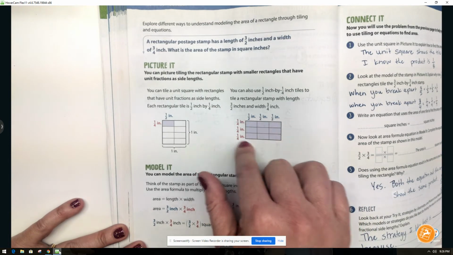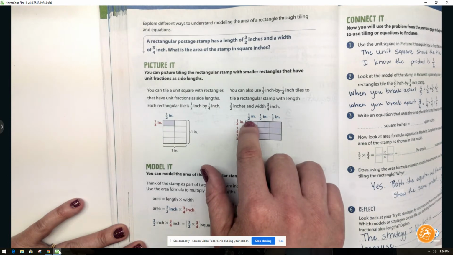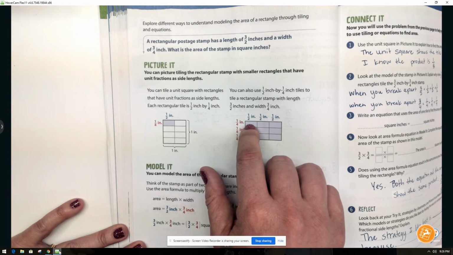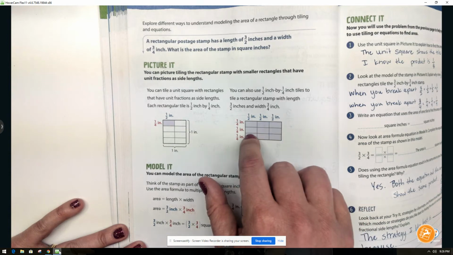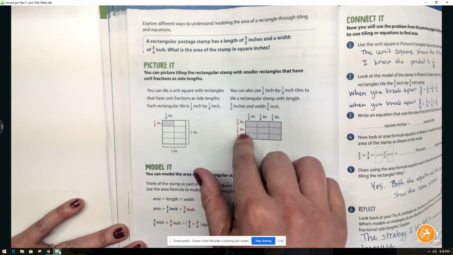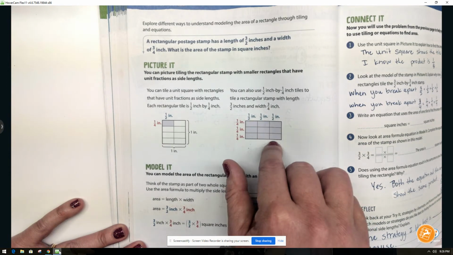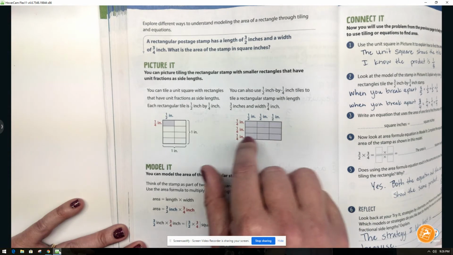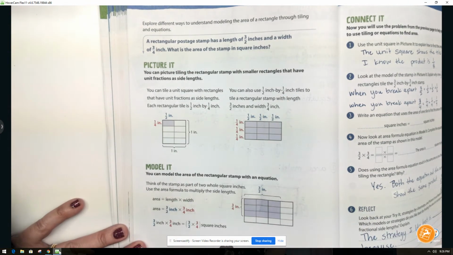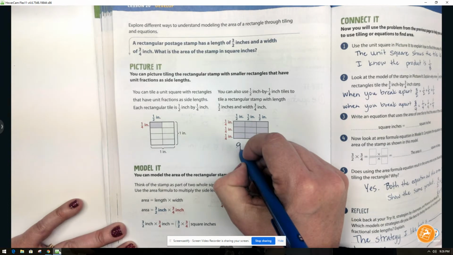So when you look here, you can see that we have labeled, so now we have, how many parts do we have all together? 1, 2, 3, 4, 5, 6, 7, 8, 9. So we have 9 tiles that are shaded in. So we know that there are 9 tiles.